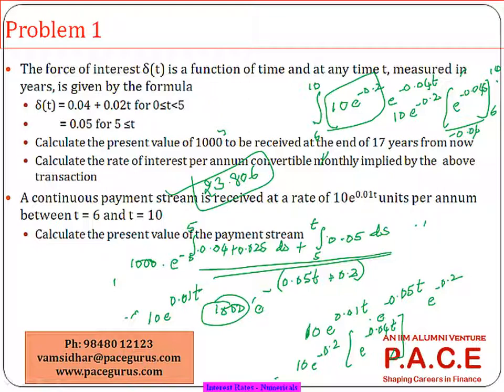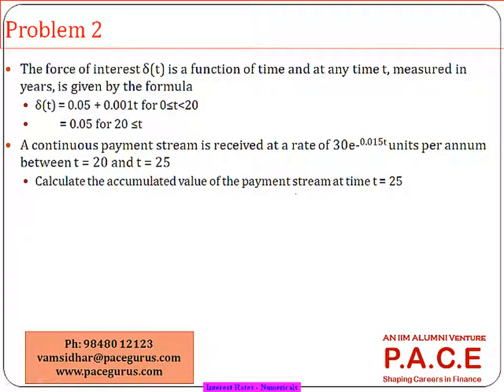All right, so let's look at one more example, especially the continuous stream of payment, so that we get some more clarity in solving these kinds of questions. Look at this. Now someone has given to us that the force of interest, again, is variable: between 0 to 20 years it is variable at the rate of 0.05 plus 0.001t, more or less similar to the previous question, and above 20 years it is taken as a constant 0.05, around 5%. That's fair enough.